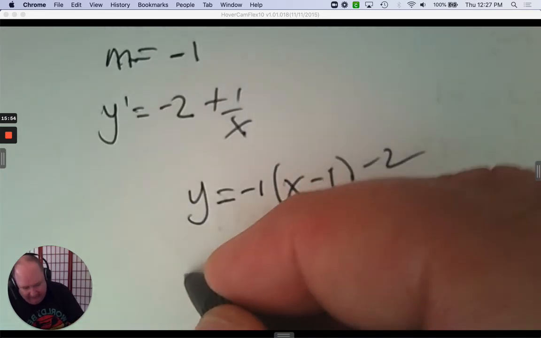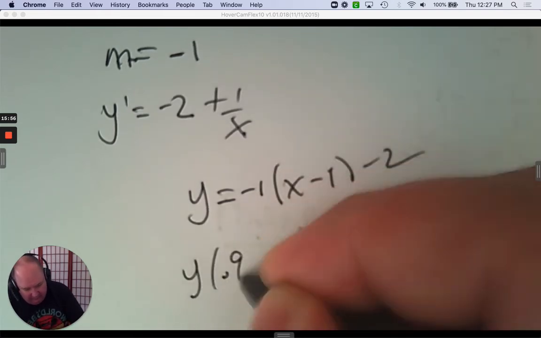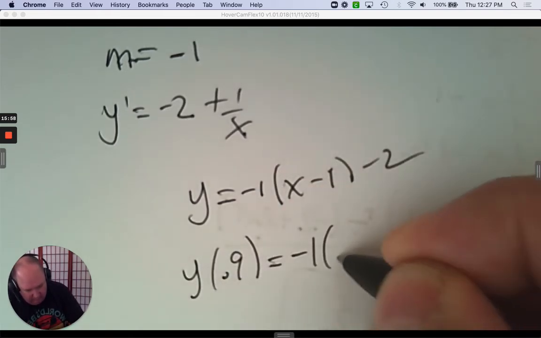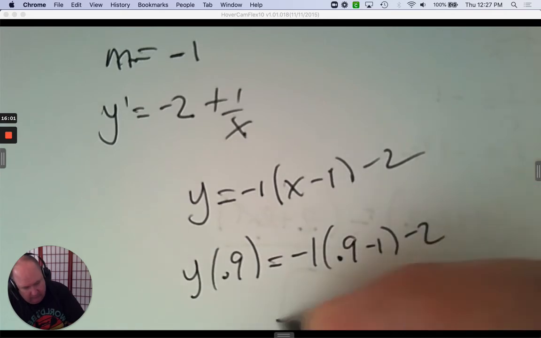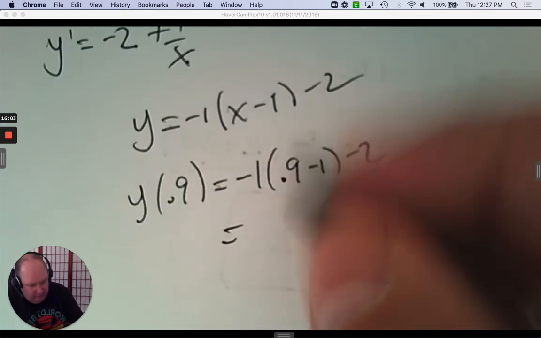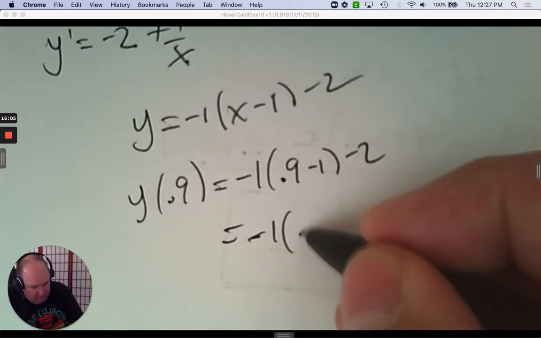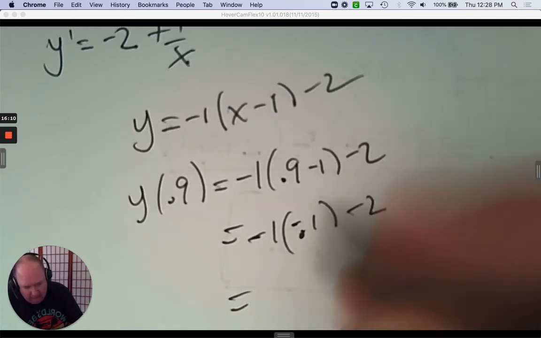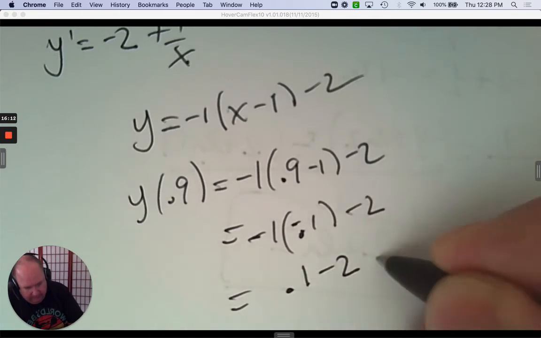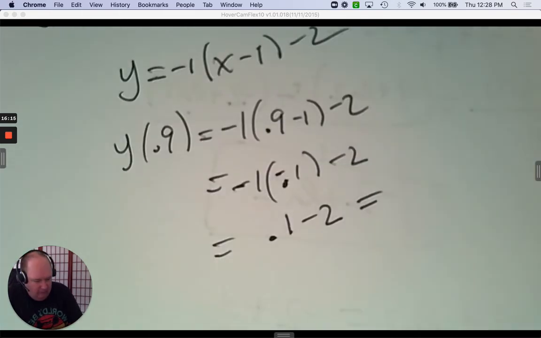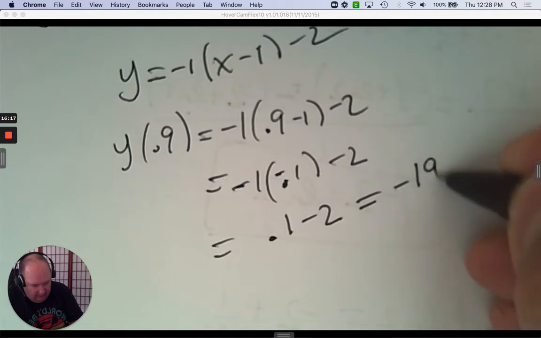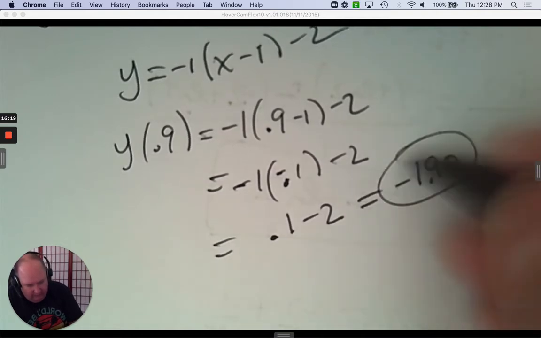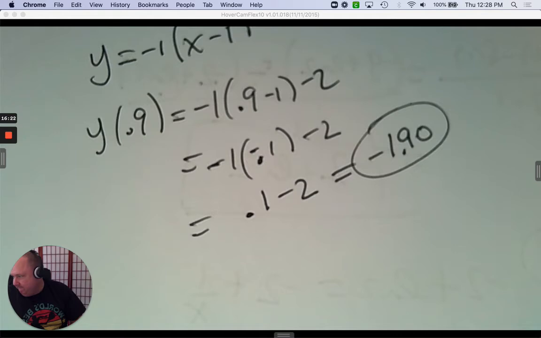And then use that line to approximate 0.9. So plug in 0.9 for x. That's negative 0.1. A negative times a negative is positive 0.1. And then 0.1 take away 2. Think of money, and you get negative $1.90, or negative 1.9. Number 21.